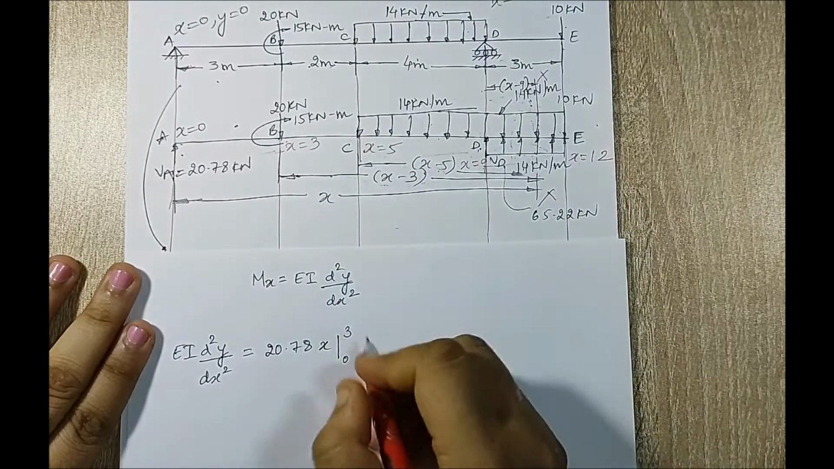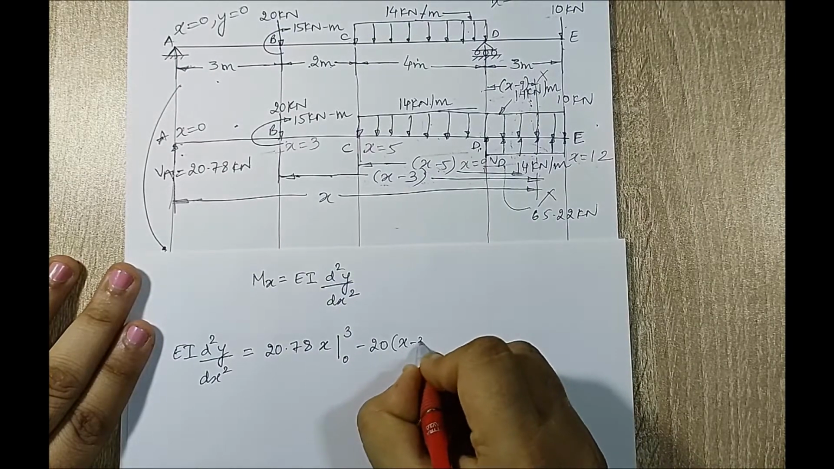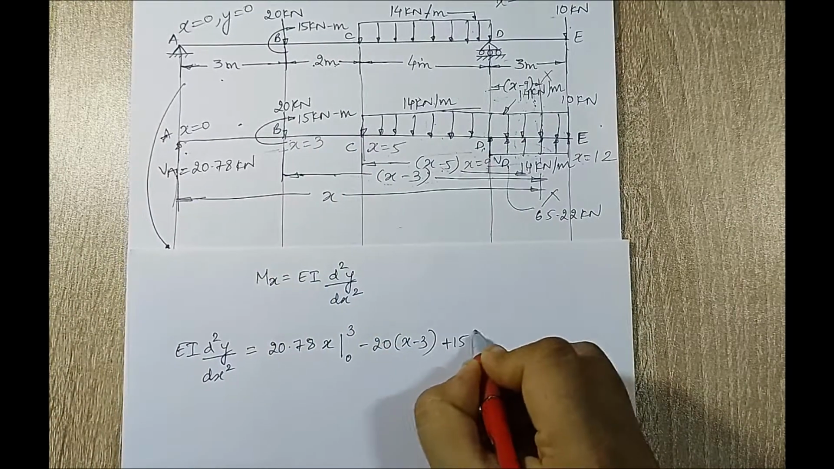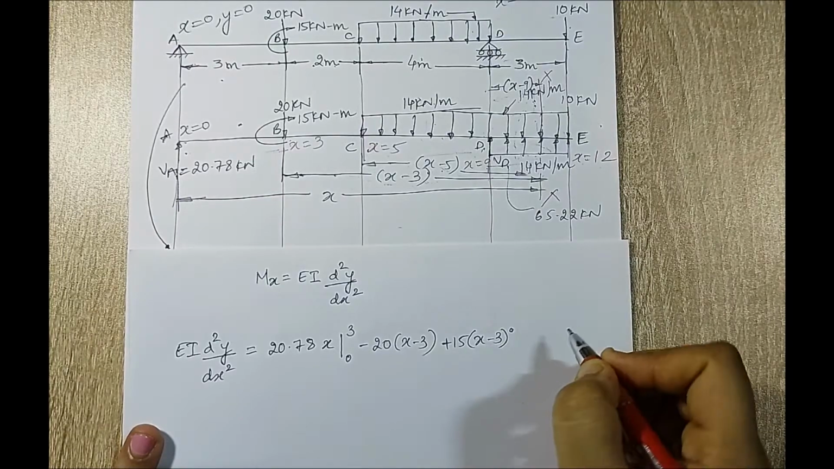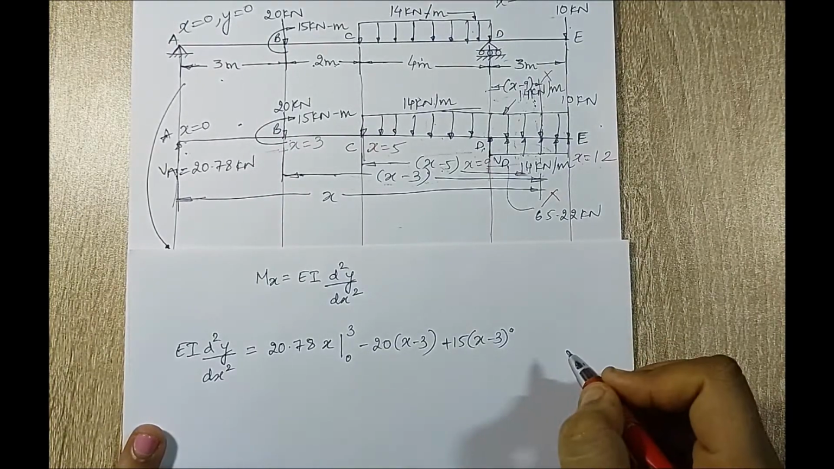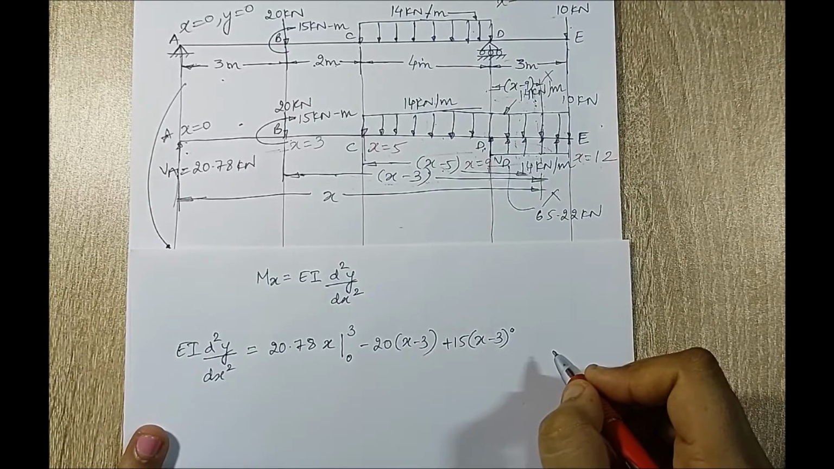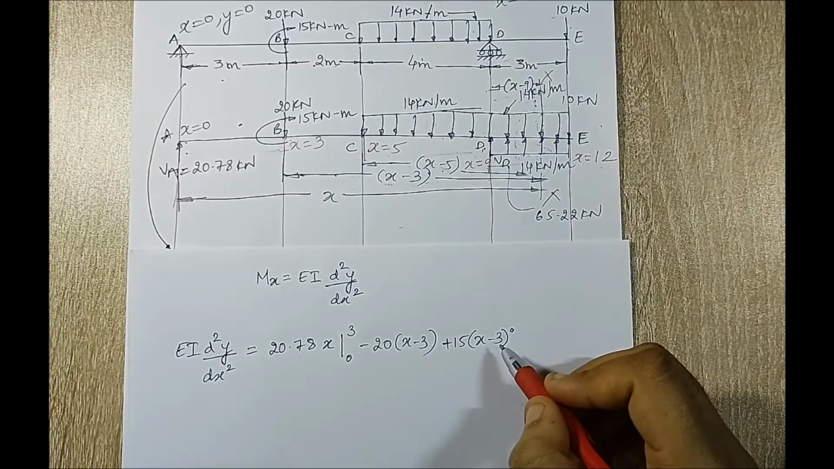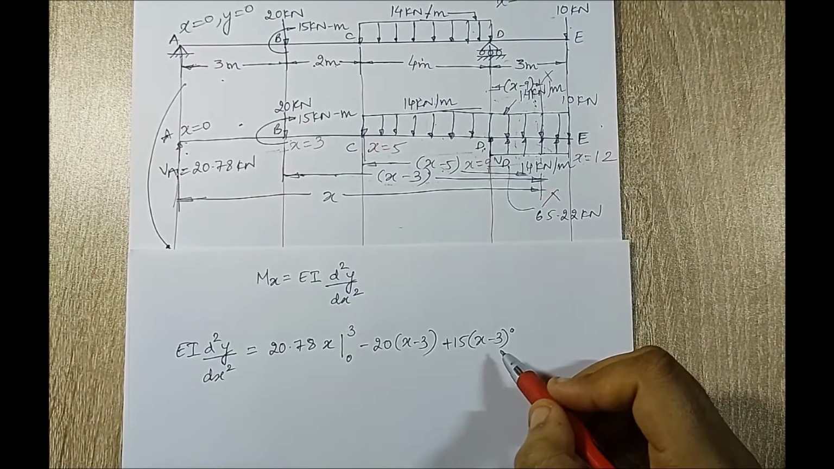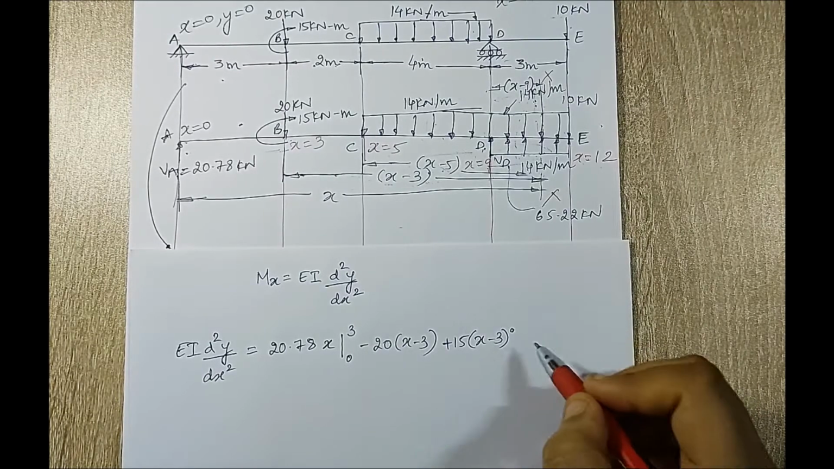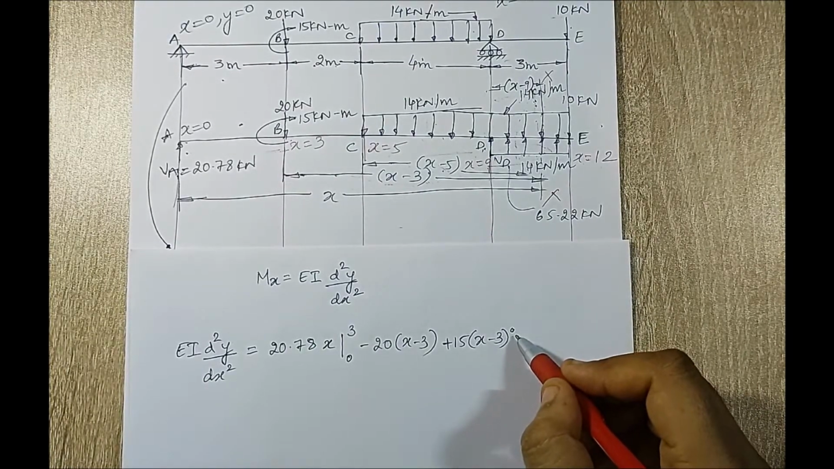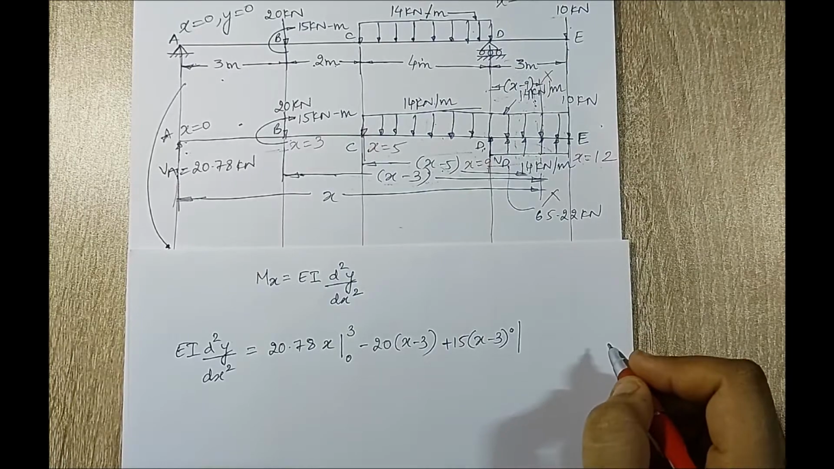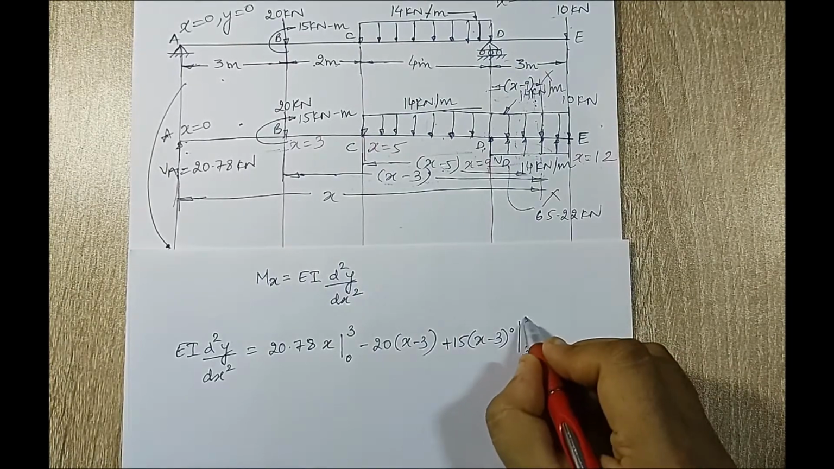Next I have 20 turning anti-clockwise, so minus 20 into x minus 3, and I'll have this 15 turning clockwise, so this will be plus 15 into x minus 3 raised to 0. Now if you recollect, I have already discussed this in the second lecture of deflection of beams, where I explained Macaulay's method. When you have the moment term, you're supposed to multiply with the distance at which it is from the section, but if you multiply with the distance, you're going to change the unit. So to not change the unit, I'm just going to raise it to the power 0, so that from the next equation of slope and deflection, this term will then start gaining momentum. So this is between 3 to 5.